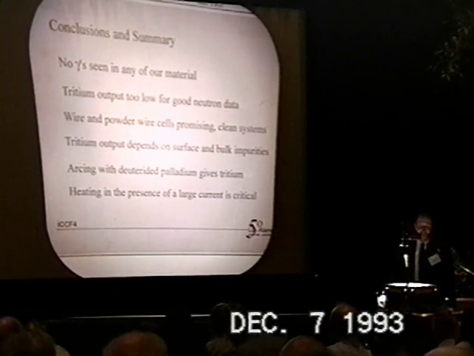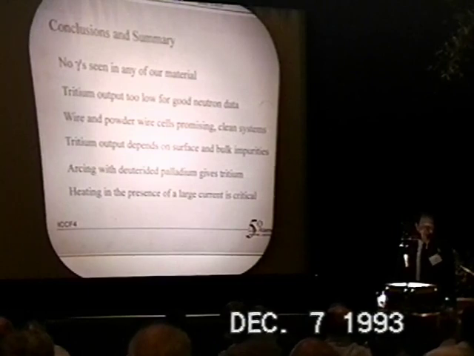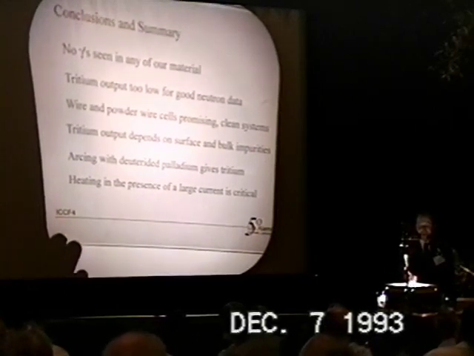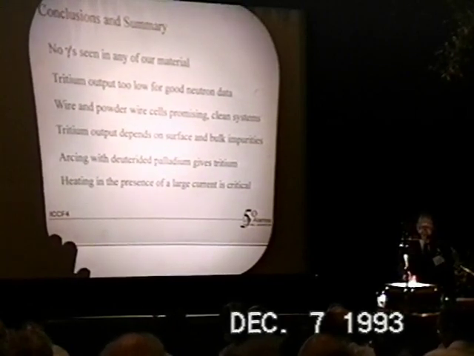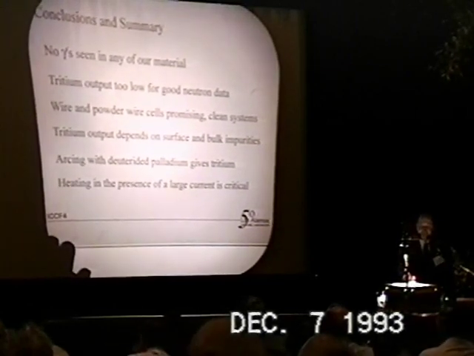We are going to continue with the wire powder water cells. We think they're very promising cells. We believe that the tritium output very much depends on the surface and bulk impurities, based on our experience with the Johnson-Matthey and the Goodfellow wire. And at least that brief experience in the cell that was arcing, the plasma cell, was an indication to us that we were producing tritium.